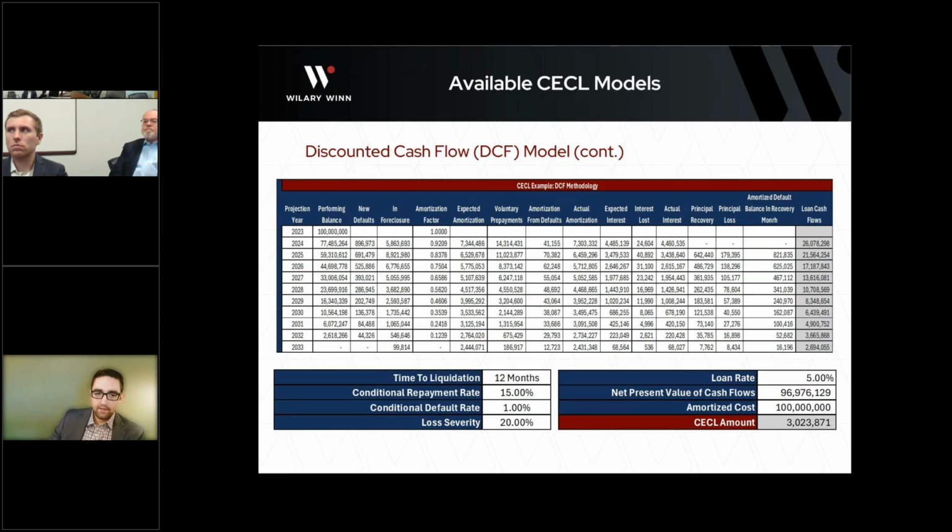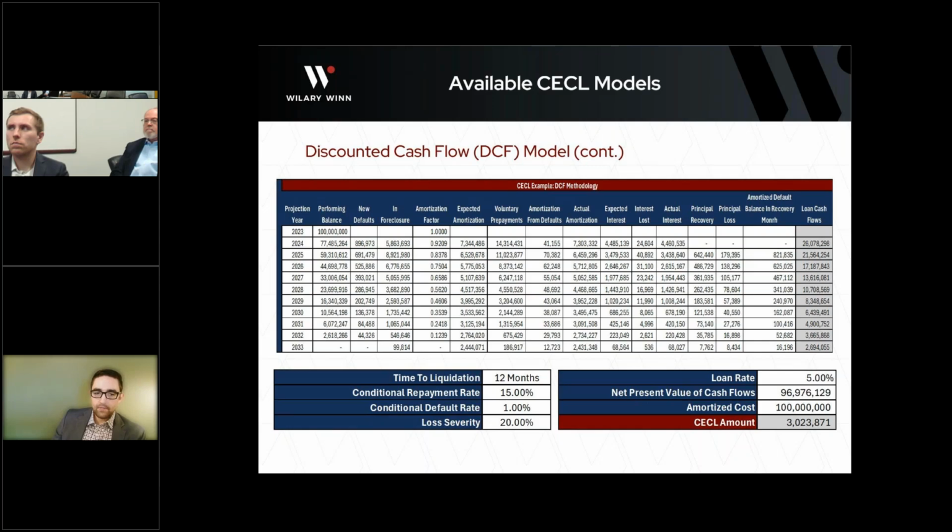So once we have those cash flows built out, the model discounts them back to present value using the effective interest rate, which is 5% in this case, consistent with requirements for CECL. High level, the math here is working out. So those discounted values are around $97 million compared to the $100 million balance of that loan. That $3 million difference then is going to be the expected credit loss for this loan.